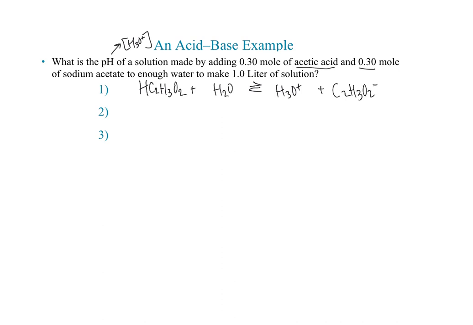The only caveat now is my initial amounts are not always going to be 0 of my product. So the second step is to write our equilibrium expression. So I'm going to do my Ka for acetic acid, products over reactants: hydronium times acetate over acetic acid.